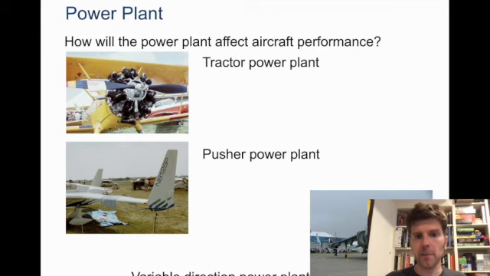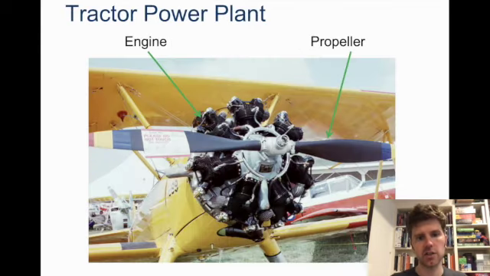You can have different power plants. We won't really get too much into this, but they all have their advantages and disadvantages. Here's a tractor, because it's in front, it pulls the plane along. You'll notice that there's no covering on the engine. That's because it's cooled by air.